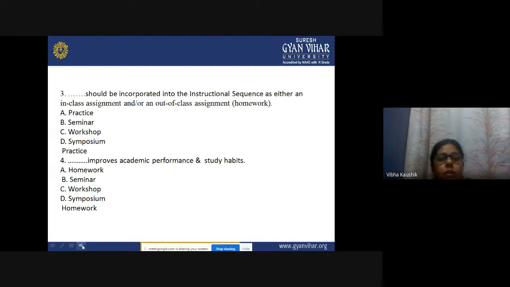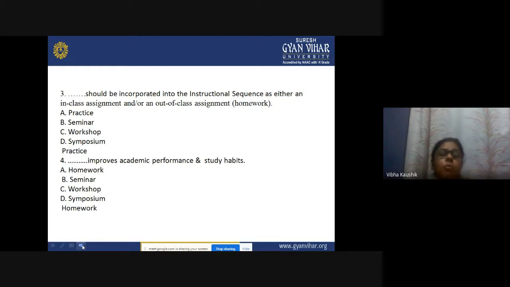Third, dash should be incorporated into the instructional sequence as either an in-class assignment and/or an out-of-class assignment, homework. Now, what should be incorporated by the teacher in their instructional sequences, either as a class arrangement given by the teacher in their classes or as homework? Now the options are A practice, B seminar, C workshop, or D symposium.